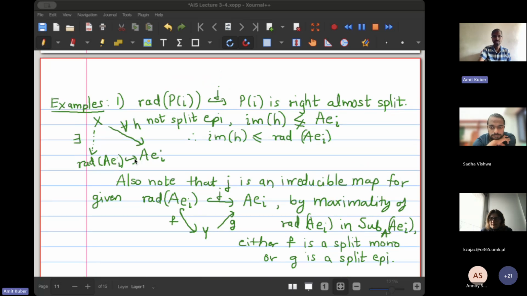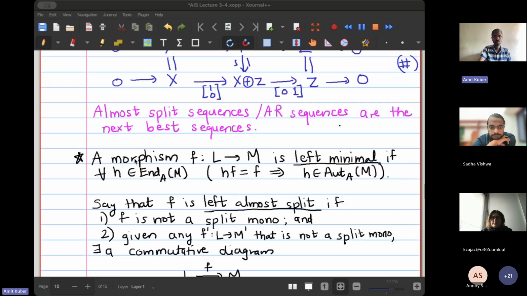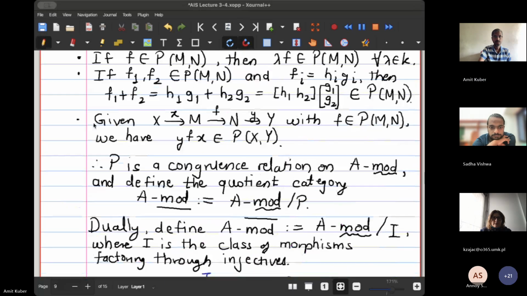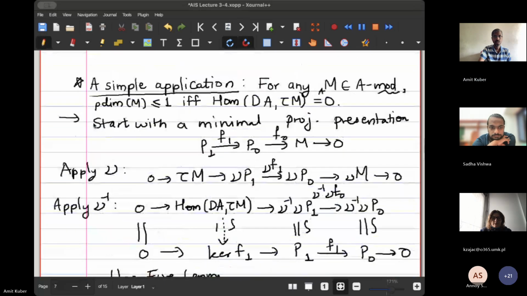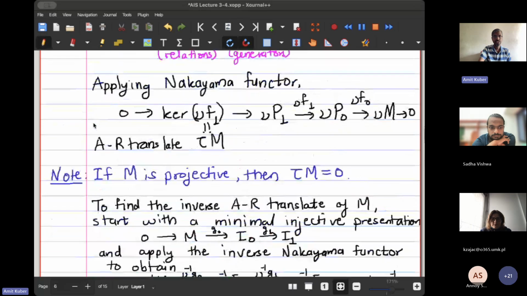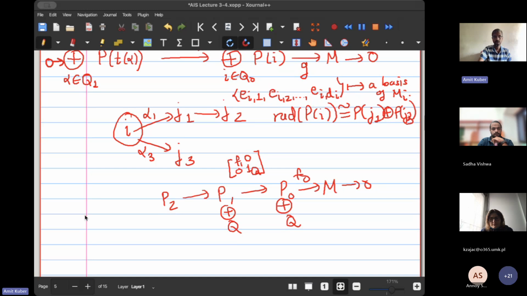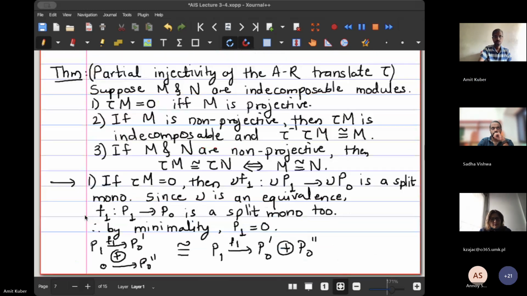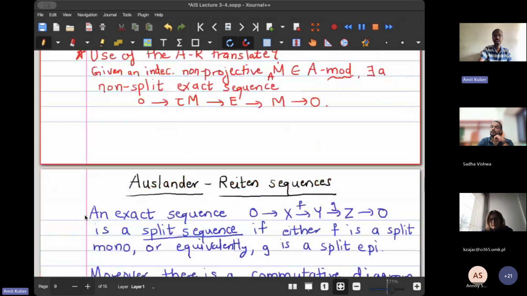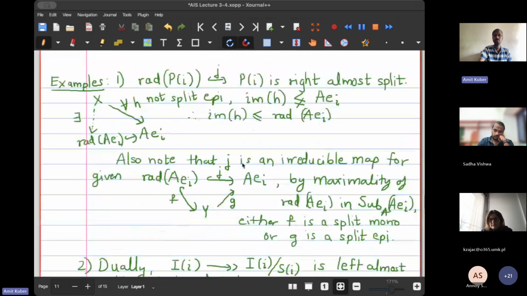We saw this example some time ago. Let me recall something. I was writing J1, J2, J3. The radical here was a direct sum of 2 copies. So an irreducible morphism is not necessarily only between indecomposables. Okay. So we have one example of a right almost split and one example of an irreducible map.